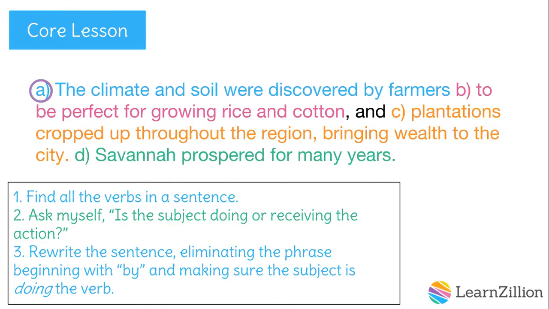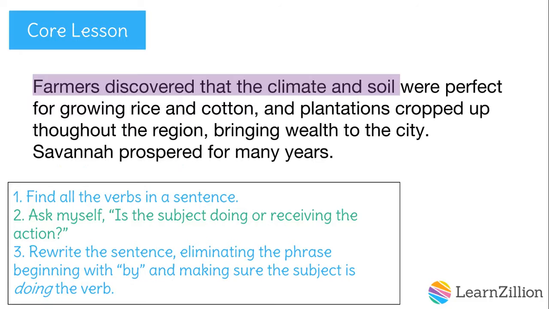You should have found that A uses passive voice. The action, word discovered, is being received by the subject, farmers. We also have a by phrase here with by farmers. So your rewrite might look something like this. Farmers discovered the climate and soil. In this version, our subject, farmers, is doing the action, discovered.